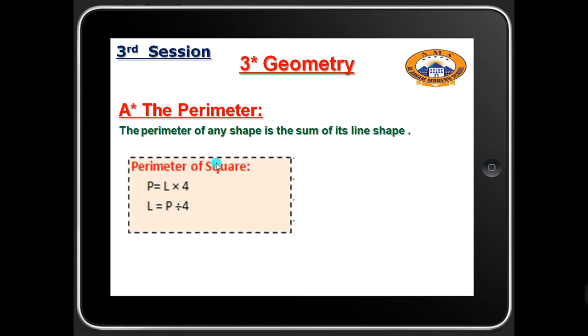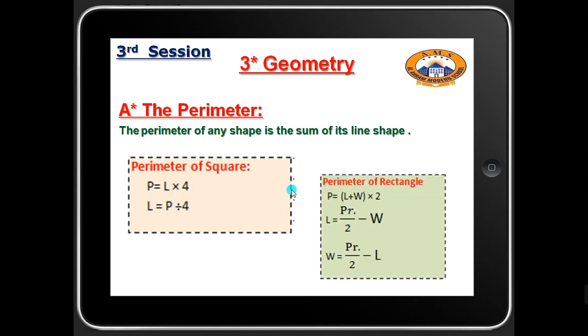For example, if I have a square and ask you to calculate the perimeter of the square, all you have to do is say, Miss, a square has 4 sides, and they are equal in length. So the perimeter here equals length times 4, or side times 4. So what about the perimeter of the rectangle? So easy. First add the length plus the width, the 2 dimensions of the rectangle, and multiply the answer by 2. So again, the perimeter of a rectangle equals (length plus width) times 2.